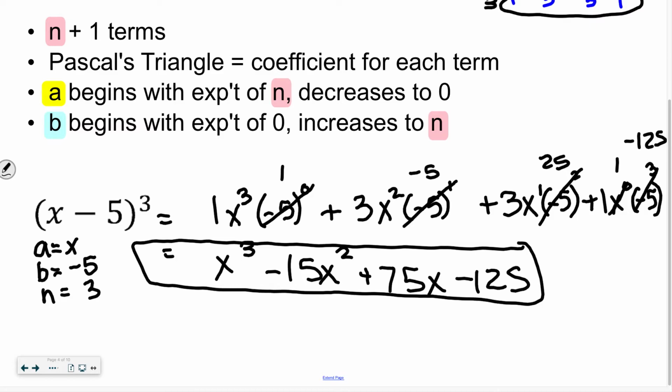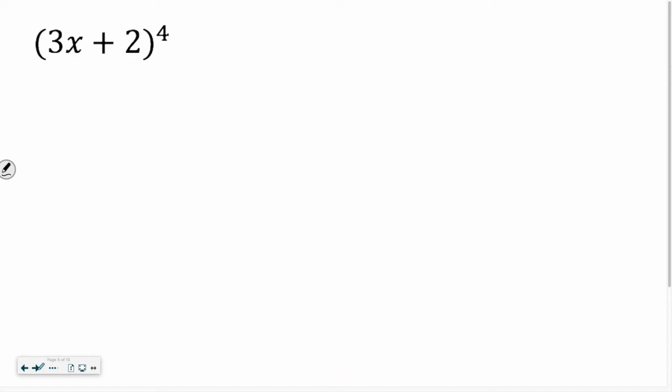Questions about how we did what we did, why we did what we did, where something came from? I'm going to give one for you to try. Again, this is probably like the hardest part about today, and I don't even really think it's that hard if you can pick up on the pattern. Okay. You guys try 3x plus 2 to the 4th. Now, you got to be careful here. Remember, you got to protect your a and b with parentheses.